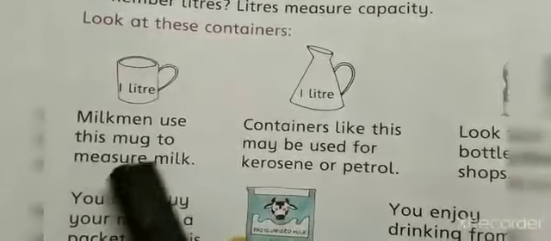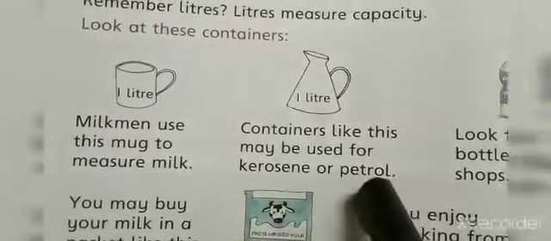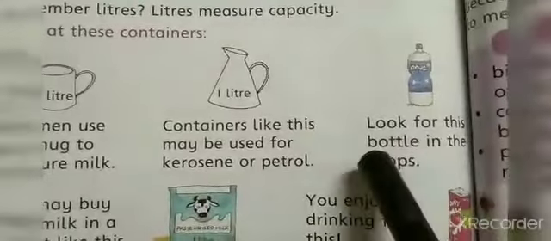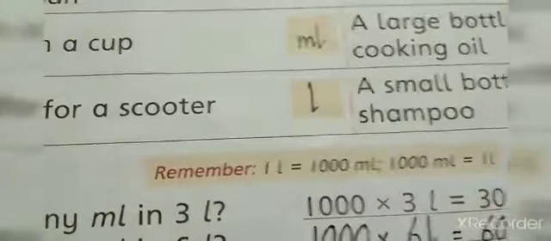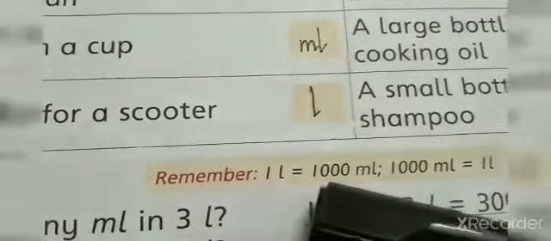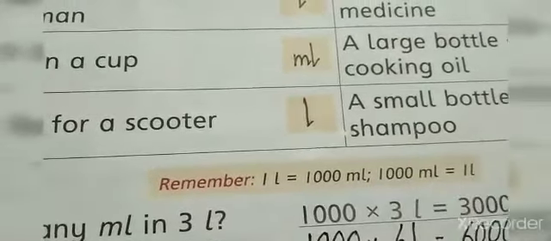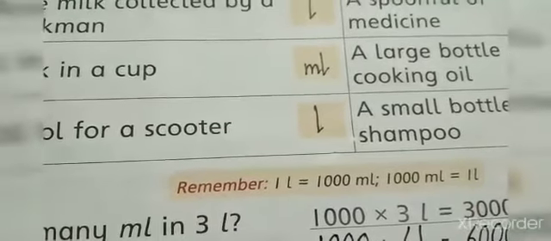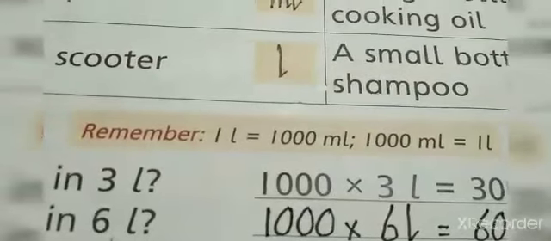Milkmen use this mug to measure milk. Containers like this may be used for kerosene or petrol. Look for this bottle in the shops. Students, always remember that 1 liter is equal to 1000 milliliter and 1000 milliliter is equal to 1 liter. It means milliliter is a much smaller unit of capacity.